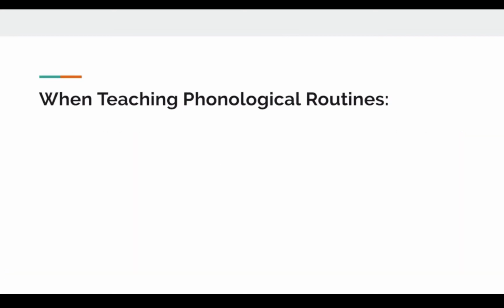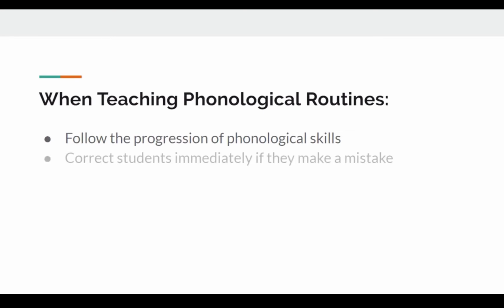So when you are teaching phonological routines, follow the development of phonological skills that we discussed in the 3 stages of phonological awareness. For example, syllable deletion comes after syllable blending and segmentation because it is more difficult, and it should be taught after that. Secondly, correct students immediately if they make a mistake. For example, if they give a letter name instead of a letter sound, explain the difference between the name and sound and ask them for the correct response.